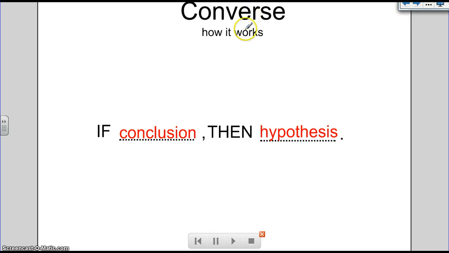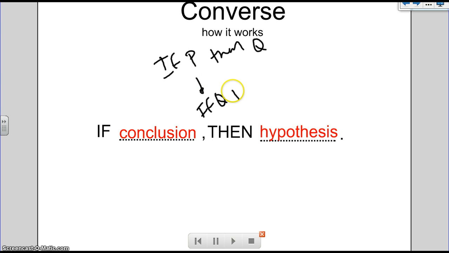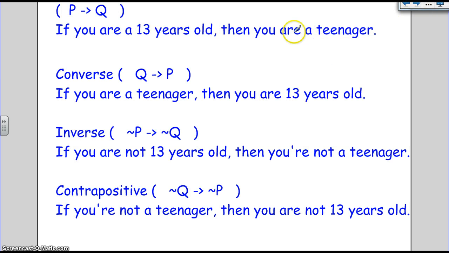This is called the converse. If the conclusion, then the hypothesis. So all they did was, instead of having if P then Q, they flipped it and changed it to if Q then P. Kind of easy, huh? If you are 13 years old, then you are a teenager. That's the original statement. The converse is when I flip it. This is what I use for flip, okay? If you are a teenager, then you are 13 years old.